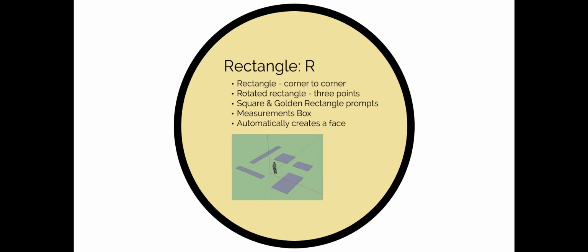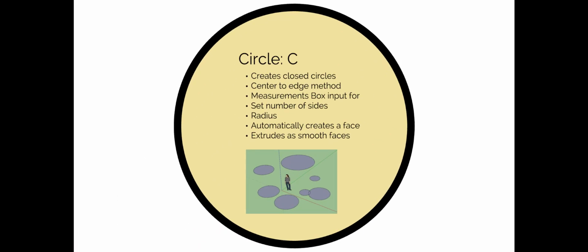The rectangle has a couple variations now, corner to corner or rotated rectangle based on 3 points. It will prompt you for proportions such as a square or the golden rectangle. And again, you can put in measurements in the measurements box to create a rectangle of a certain size. Now, when you create a closed shape like a rectangle, it automatically creates a face. The line tool will only create a face when you create a closed shape.